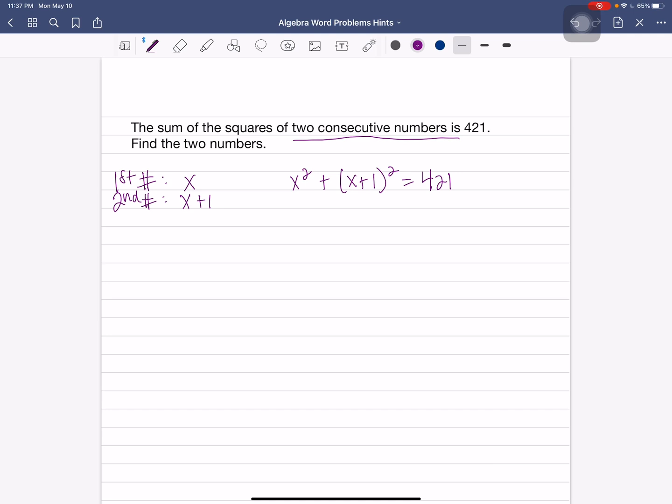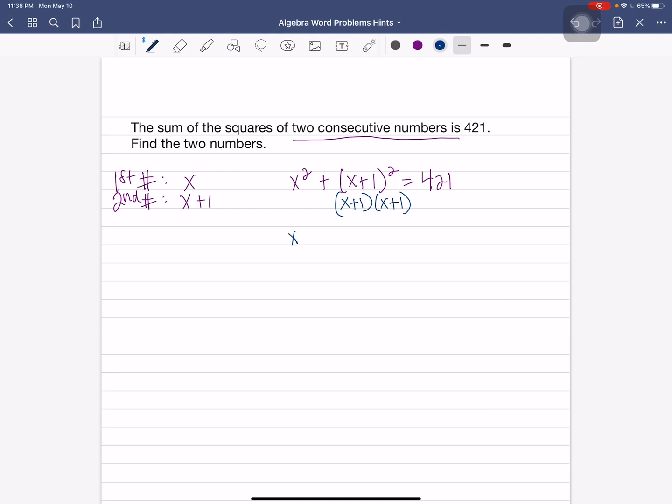Now, from here, you have to really be careful with this x plus 1 quantity squared, because that is the same thing as x plus 1 times x plus 1. So I'm just going to write it underneath there when I carry down the equation, because you have to FOIL it out. You can't just distribute that exponent, okay? So we can't do that.